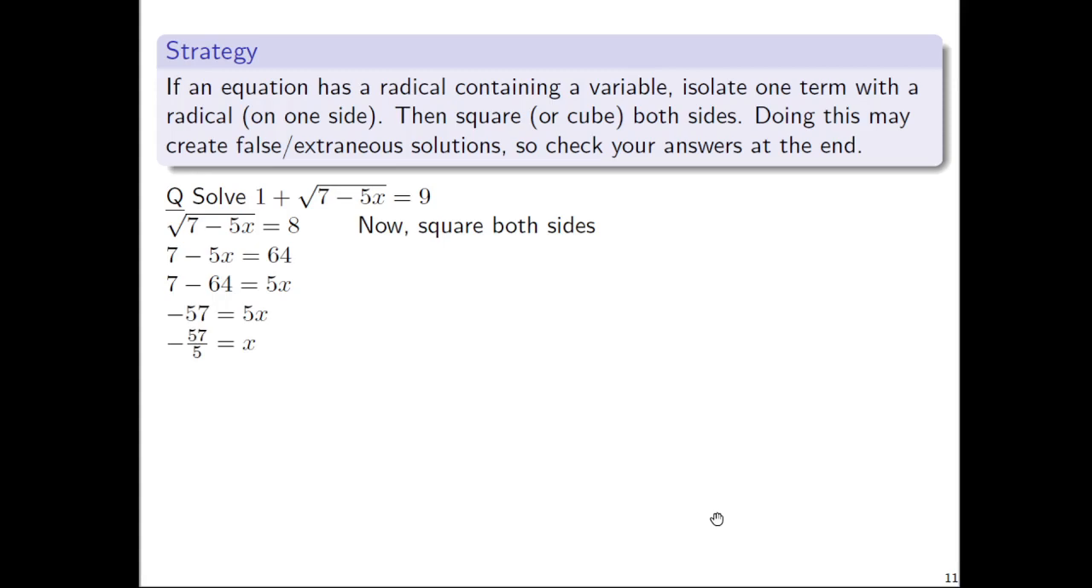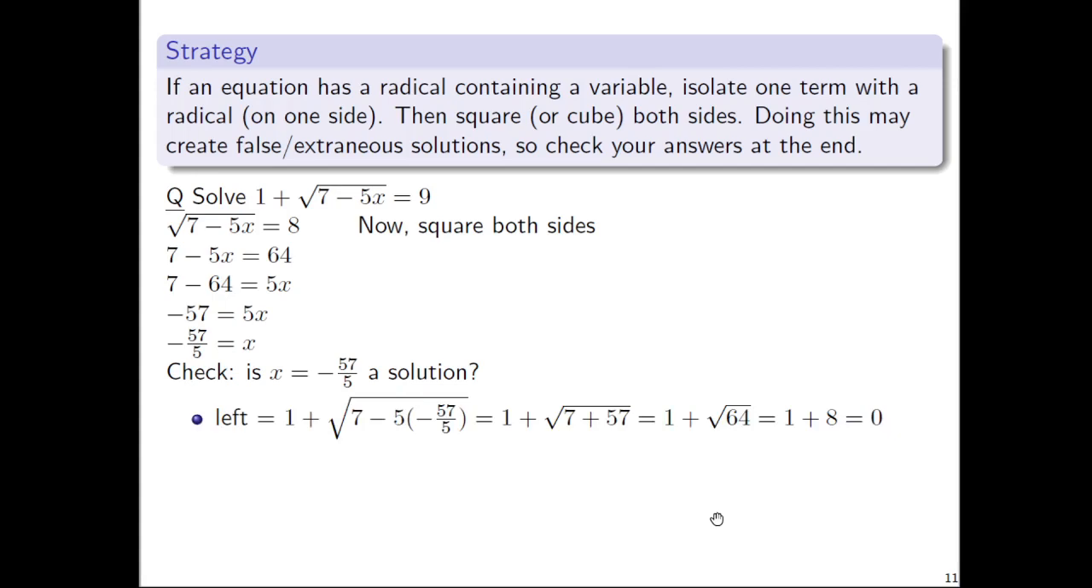57 over 5. Okay, you'd think we'd be done, except we did square both sides of the equation, and if you look at the strategy at the top, it says when you square both sides, it might create false solutions. So we do need to check our answers. So we're going to check, is x equal to negative 57 over 5 a solution?